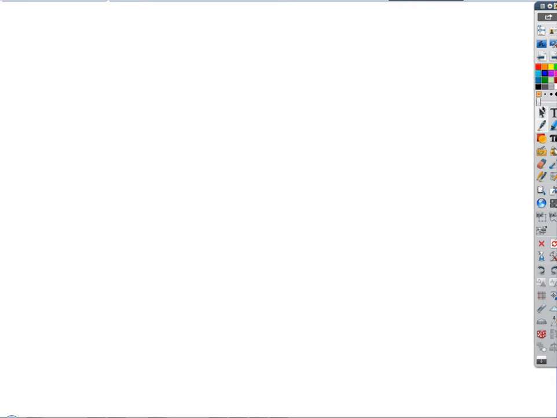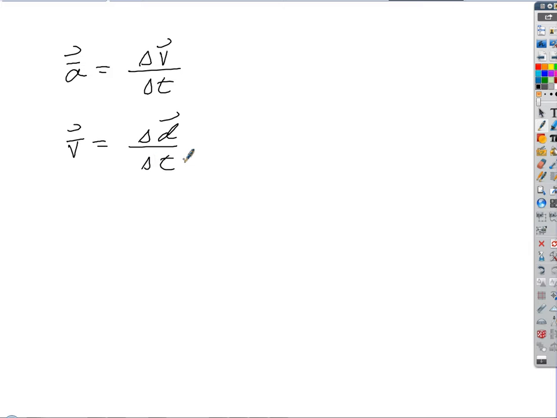What is our definition of average acceleration? What's that look like? What is average acceleration? It's change in velocity. Okay, good. So it's going to be delta V over delta T, right? Okay. What's average velocity? Delta D over delta T. Okay, good. Delta D over delta T, right?